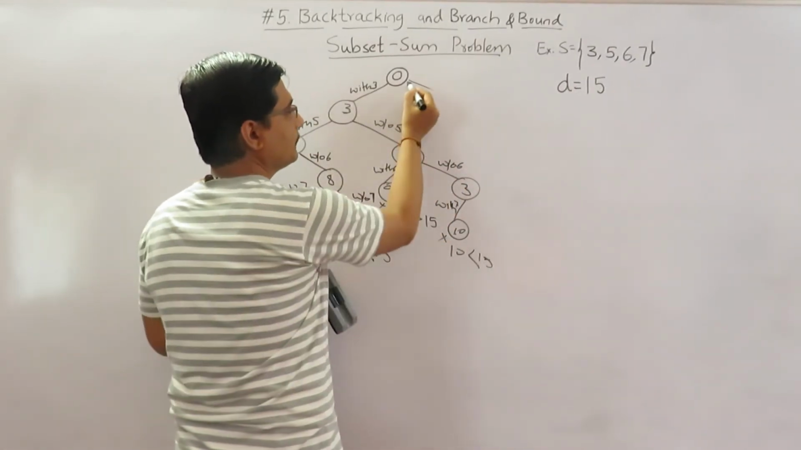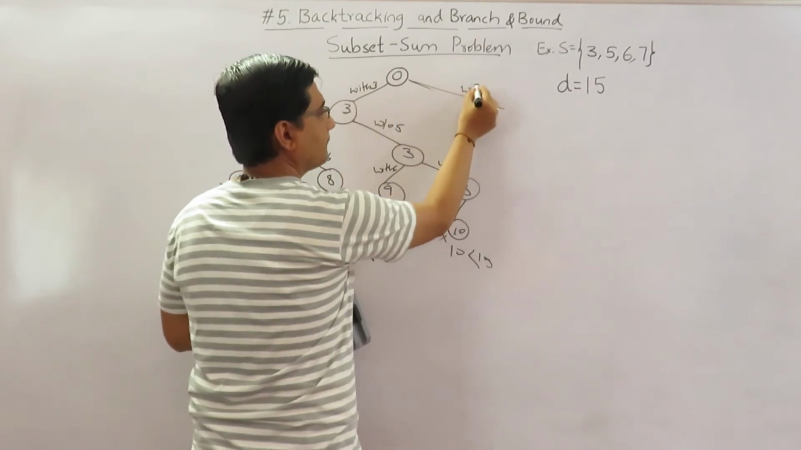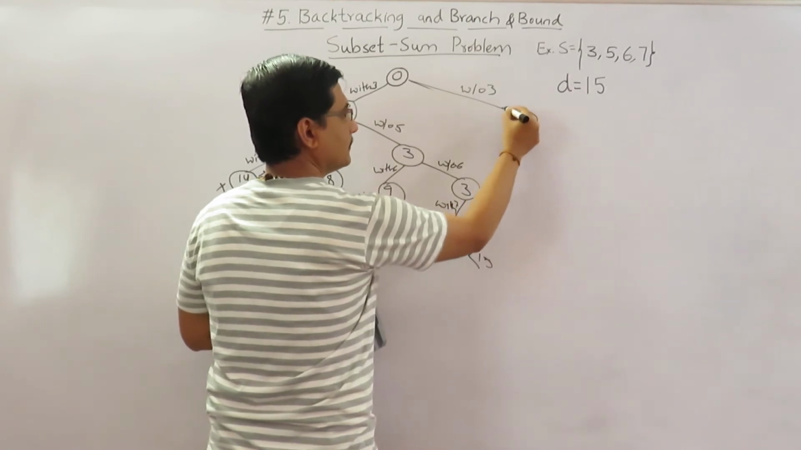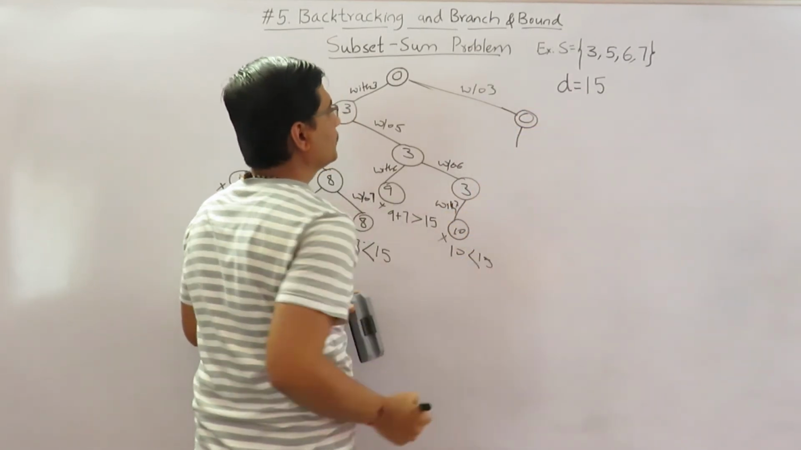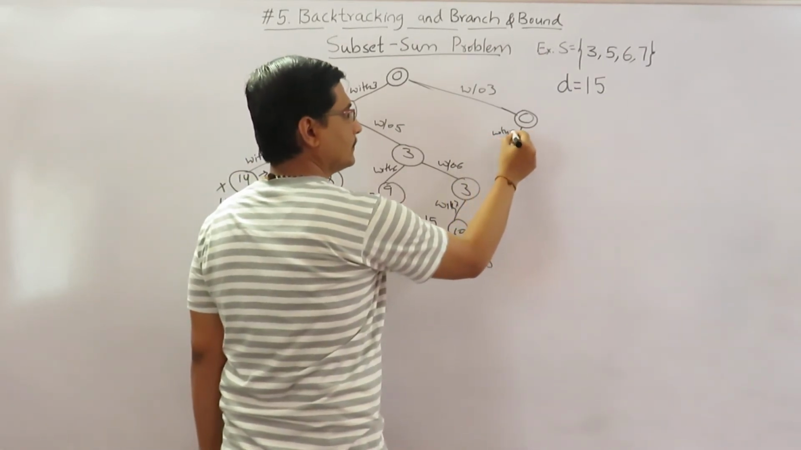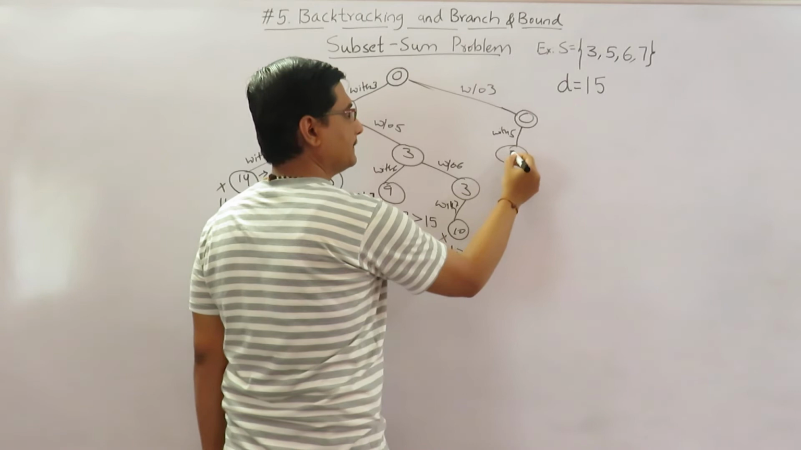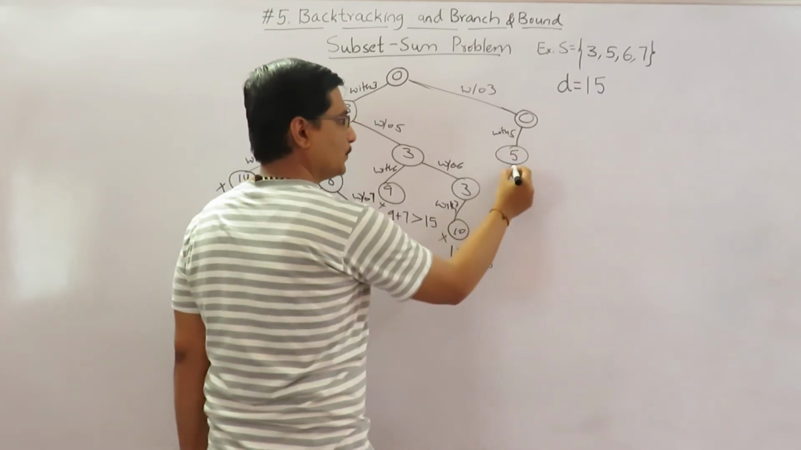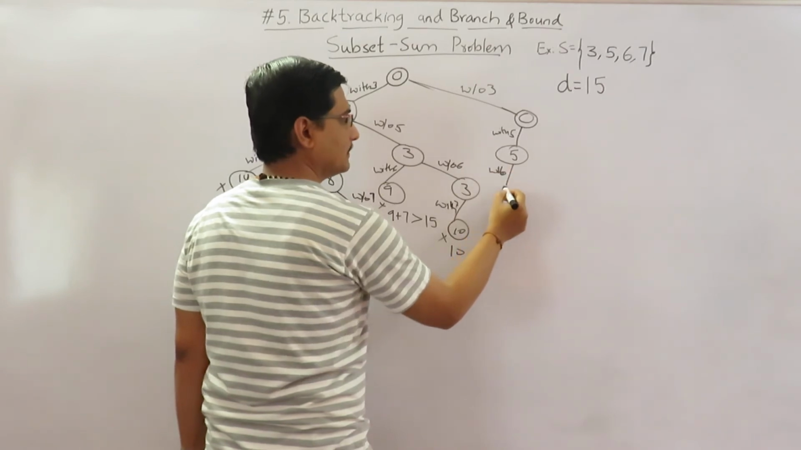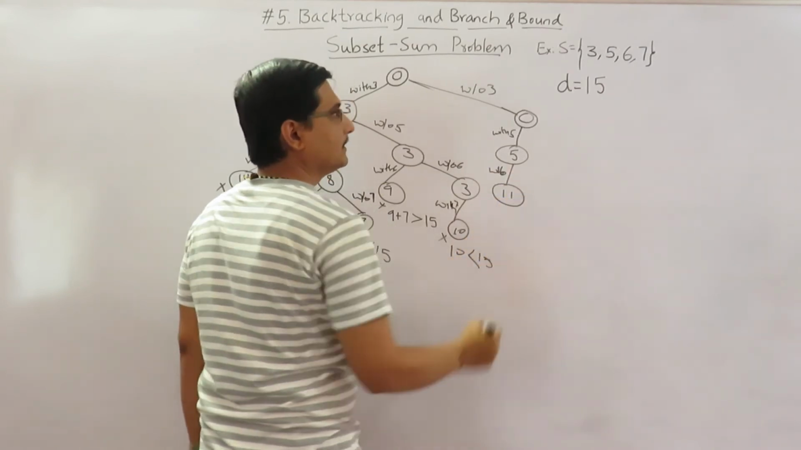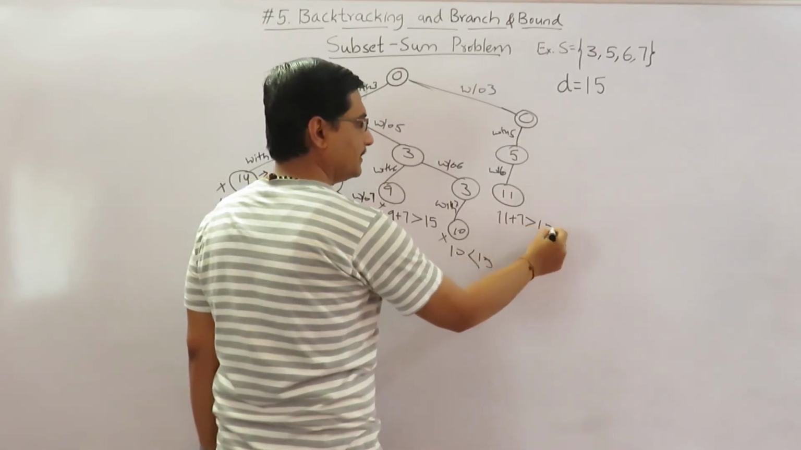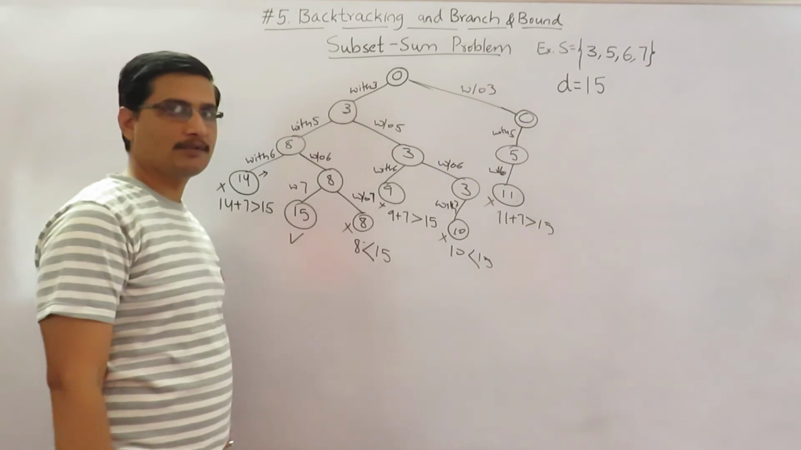We can come back, and now we will think of without 3. So without 3, it is 0 first. Then with 5, it is 5. Then with 6, 6 plus 5 is 11. 11 plus 7 is greater than 15. So again, this is a non-promising node.